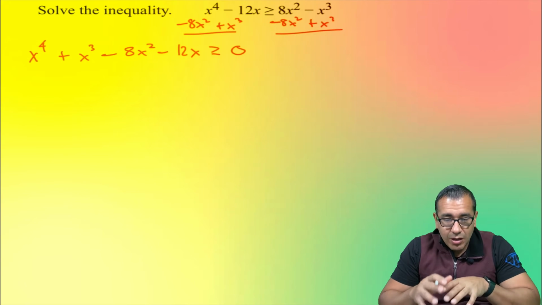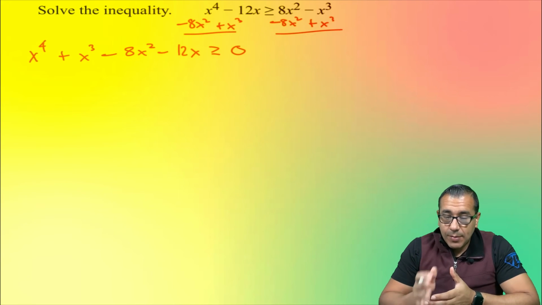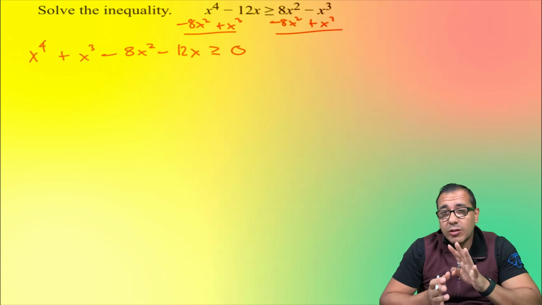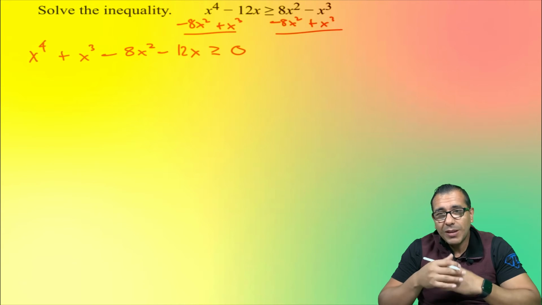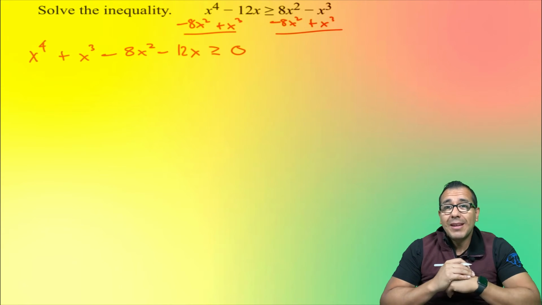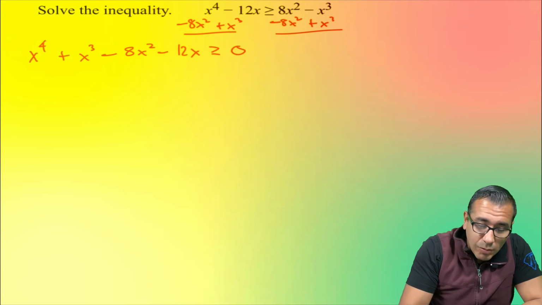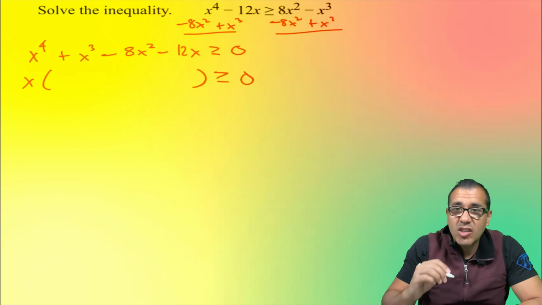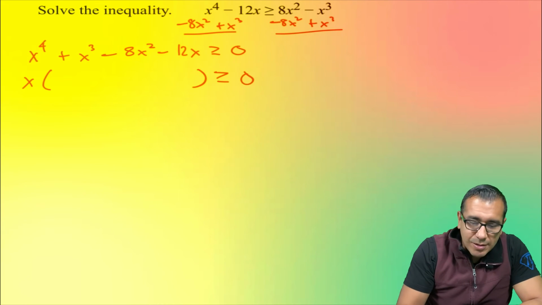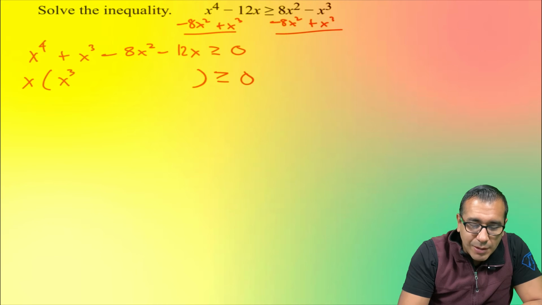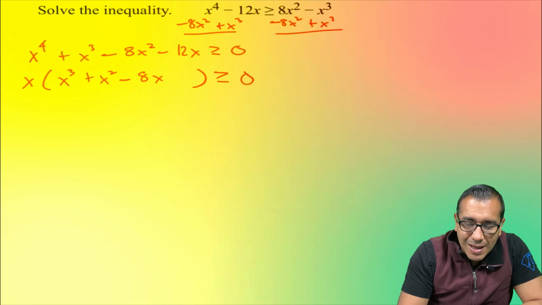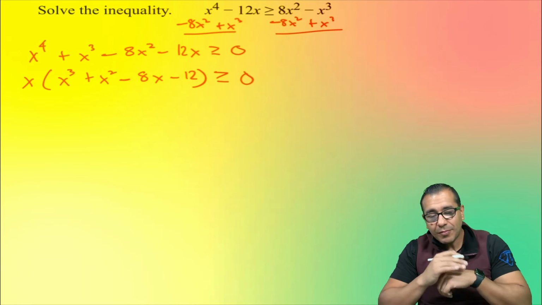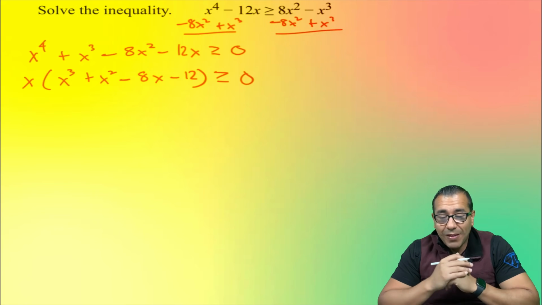All right, so now that one side is equal to 0, we're going to see how we factor this. We have 4 terms, so we would try factoring by grouping. Unfortunately, if we try the grouping method, it won't work here. The first thing when we talk about factoring is you always ask yourself, is there a GCF? Yes, there is, there's an x. So when I factor out the x, I'm left with x cubed plus x squared minus 8x minus 12.